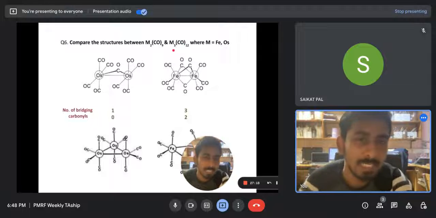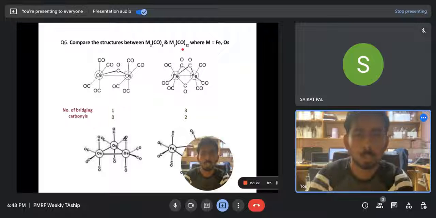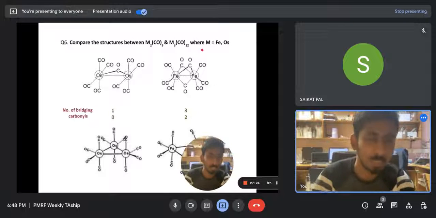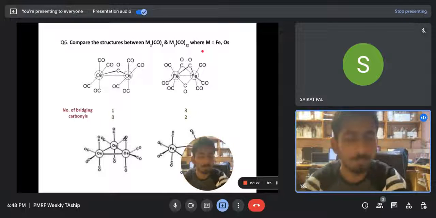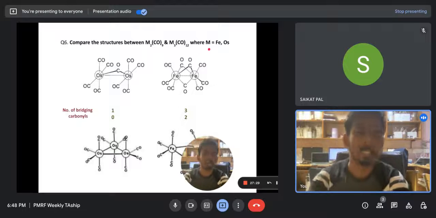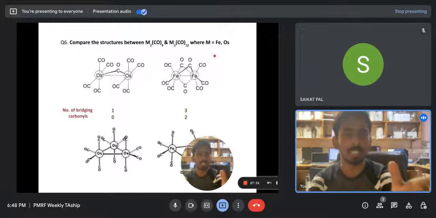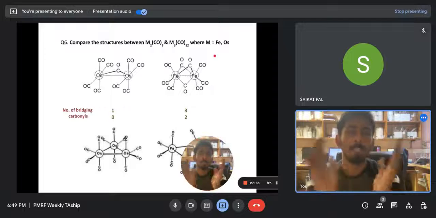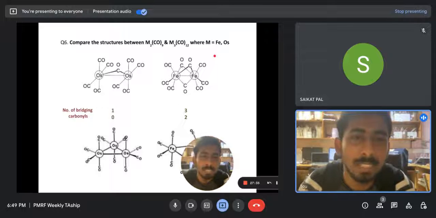In this case, 3 into 8 is 24 and 12 into 2 is 24. So 24 plus 24 is 48. 3 into 18 is 54. 54 minus 48 is 6. 6 by 2 is 3. So the total number of metal-metal bonds is 3.